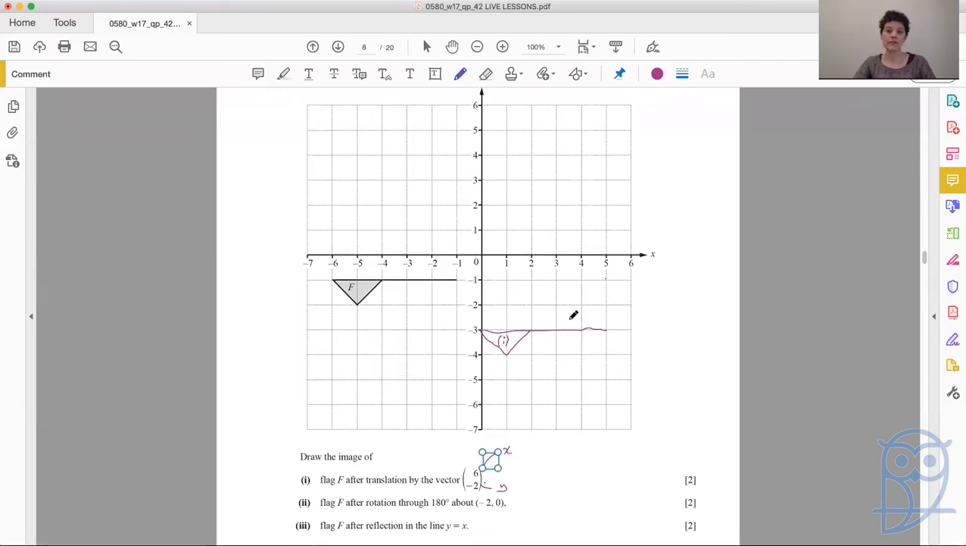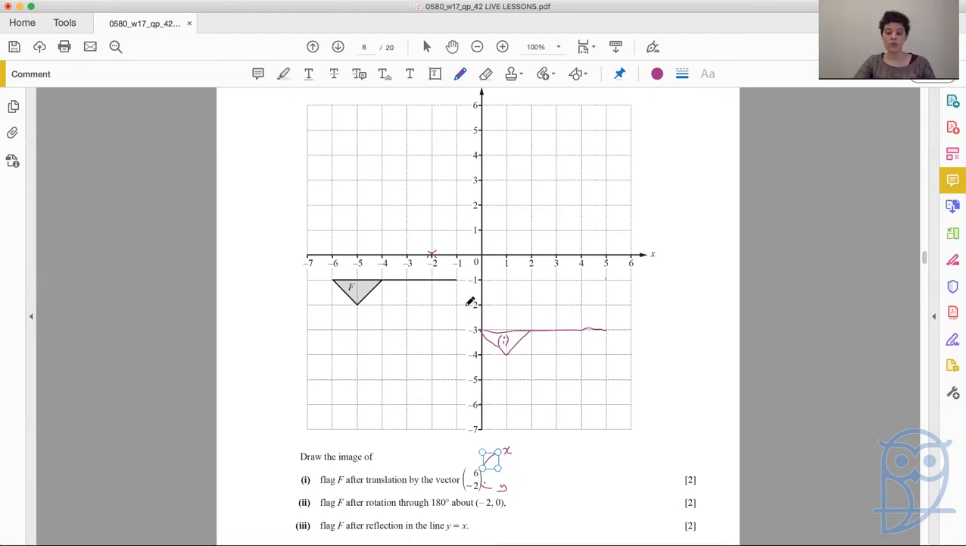Next one. Flag F, after rotation through 180 degrees about (-2, 0). Rotation through 180 means it's going to be flipped all the way over, so the pointer of the flag is going to point up instead of down. So let's find our center of rotation, (-2, 0). There is our center.